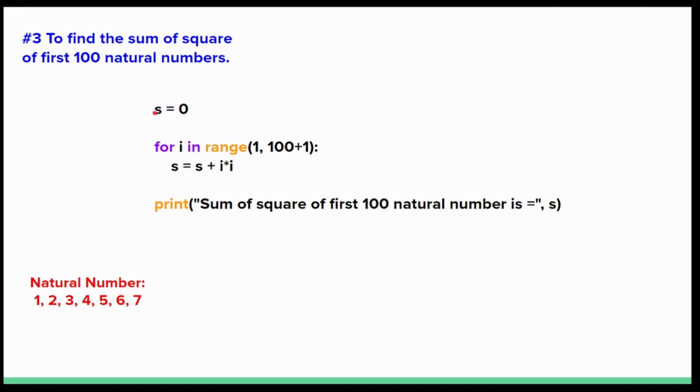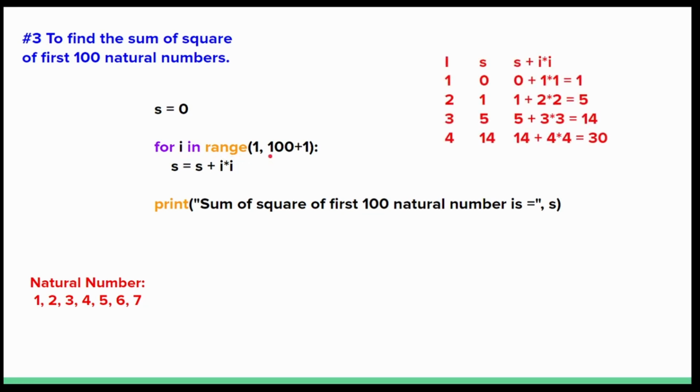So initially the s variable will contain 0, and a for loop is running from 1 to 100 plus 1. Each time we multiply the i value by i itself and add it to the s value, and the multiplication and the addition will be stored into the s variable. So whatever the last value of s was will be overwritten by the new value of the expression.